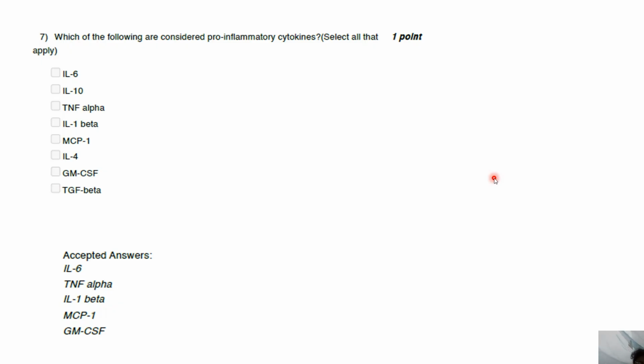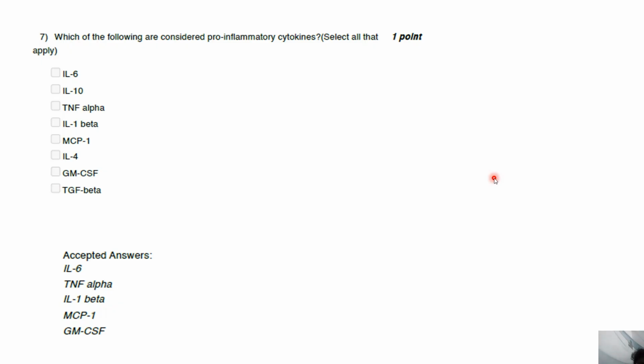Then we have GM-CSF, granulocyte macrophage colony stimulating factor. It's a pro-inflammatory mediator, promotes differentiation and activation of myeloid cells. It enhances immune response. Now, which is wrong? IL-10 is an anti-inflammatory. It's a strong anti-inflammatory cytokine. It's a wrong answer. It suppresses macrophages, dendritic cells, and cytokine production.